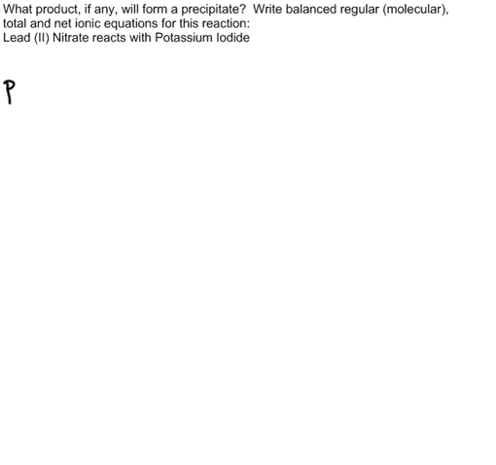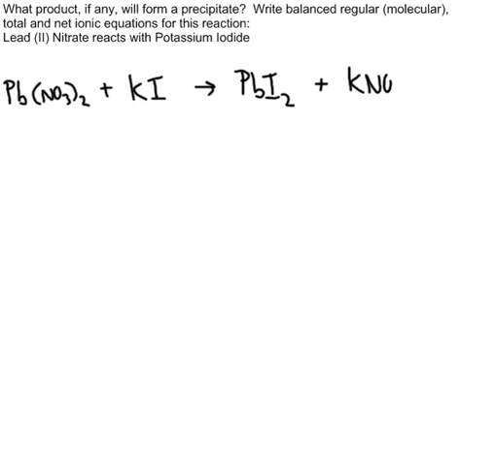So for this, we know it's lead(II) nitrate combining with potassium iodide. Lead(II) nitrate is Pb(NO3)2, plus potassium iodide is KI, and they'll form on the other side lead(II) iodide plus potassium nitrate. So recall that in reactions, the atoms just get rearranged. You're not going to find anything new on the other side. They're just in different places.